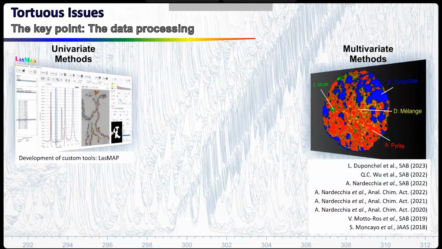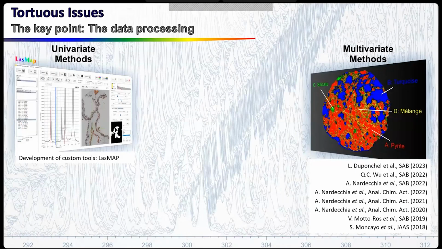And so there are basically 2 strategies. The univariate strategy, I will go back later on that. The multivariate strategy, for which we are working with Ludovic Duponchel from the Lille University. He's a very famous professor in chemometrics. And he tried to apply principal component analysis, MCR, clustering, ICA, and so on. It works very well, but you need a strong expertise in this data manipulation.